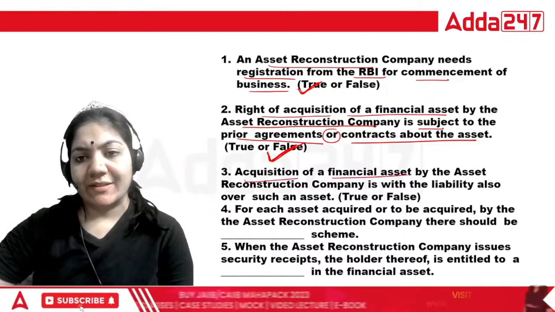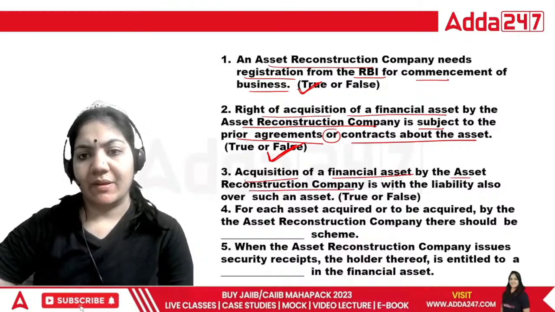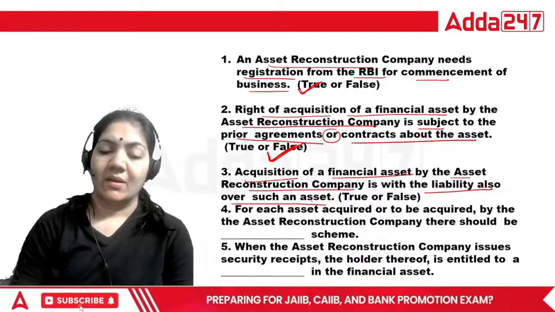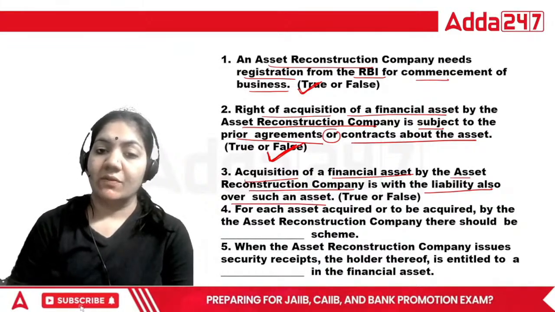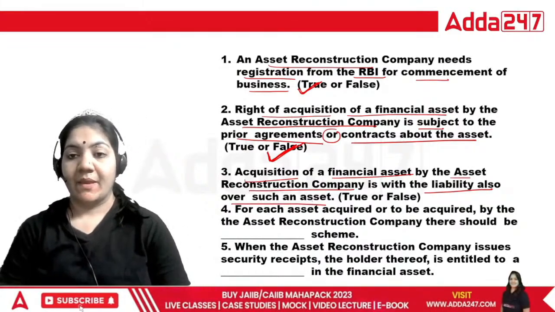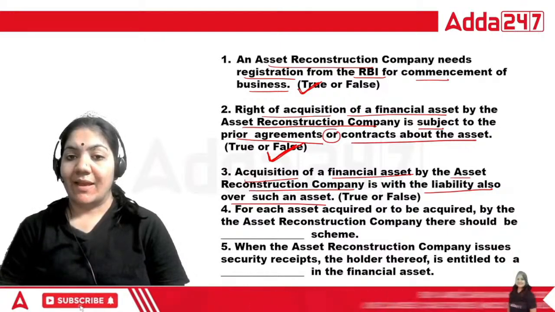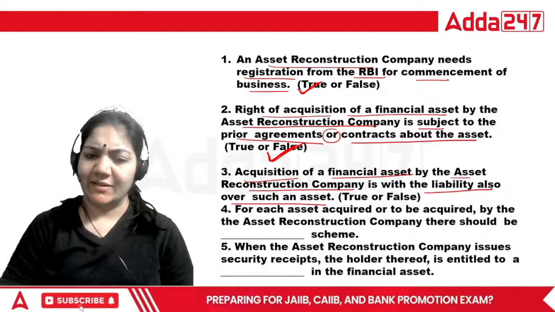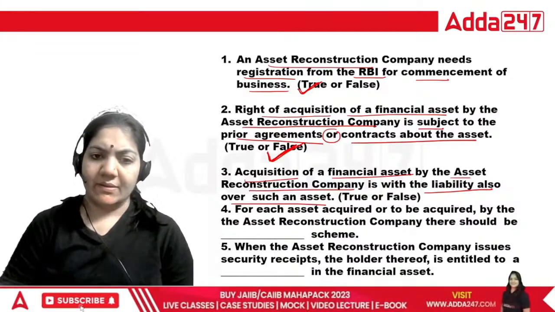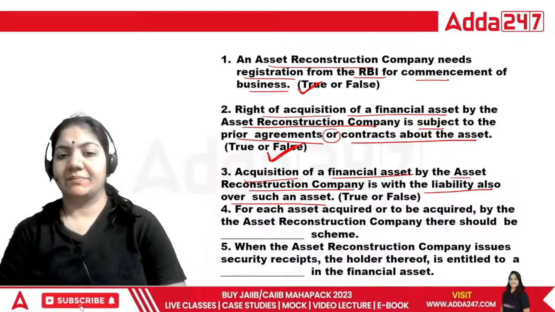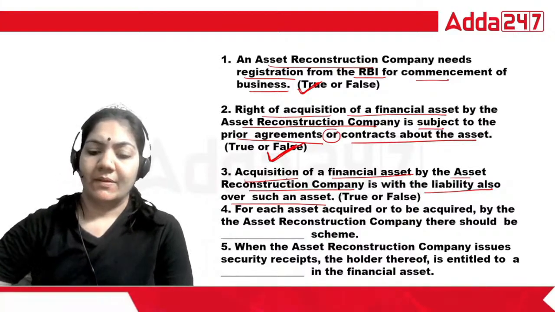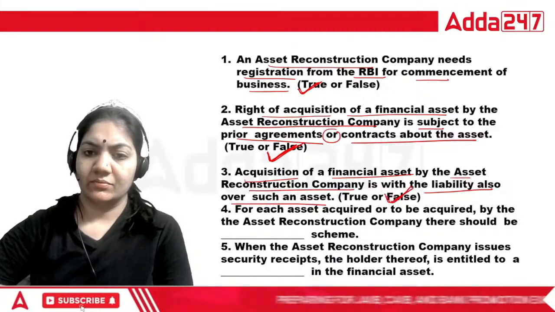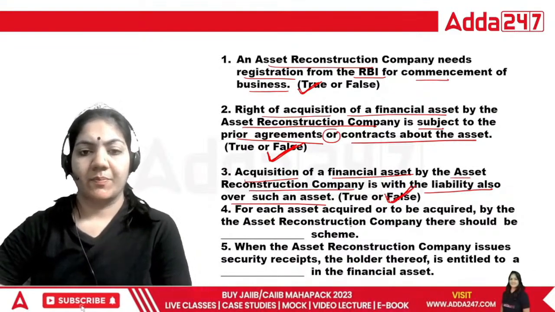Acquisition of financial assets by ARC company is with the liability also over such an asset. So what is the question? Acquisition of financial assets by ARC company is with liability also over such assets. It is the liability class. That is absolutely false. That is not true.